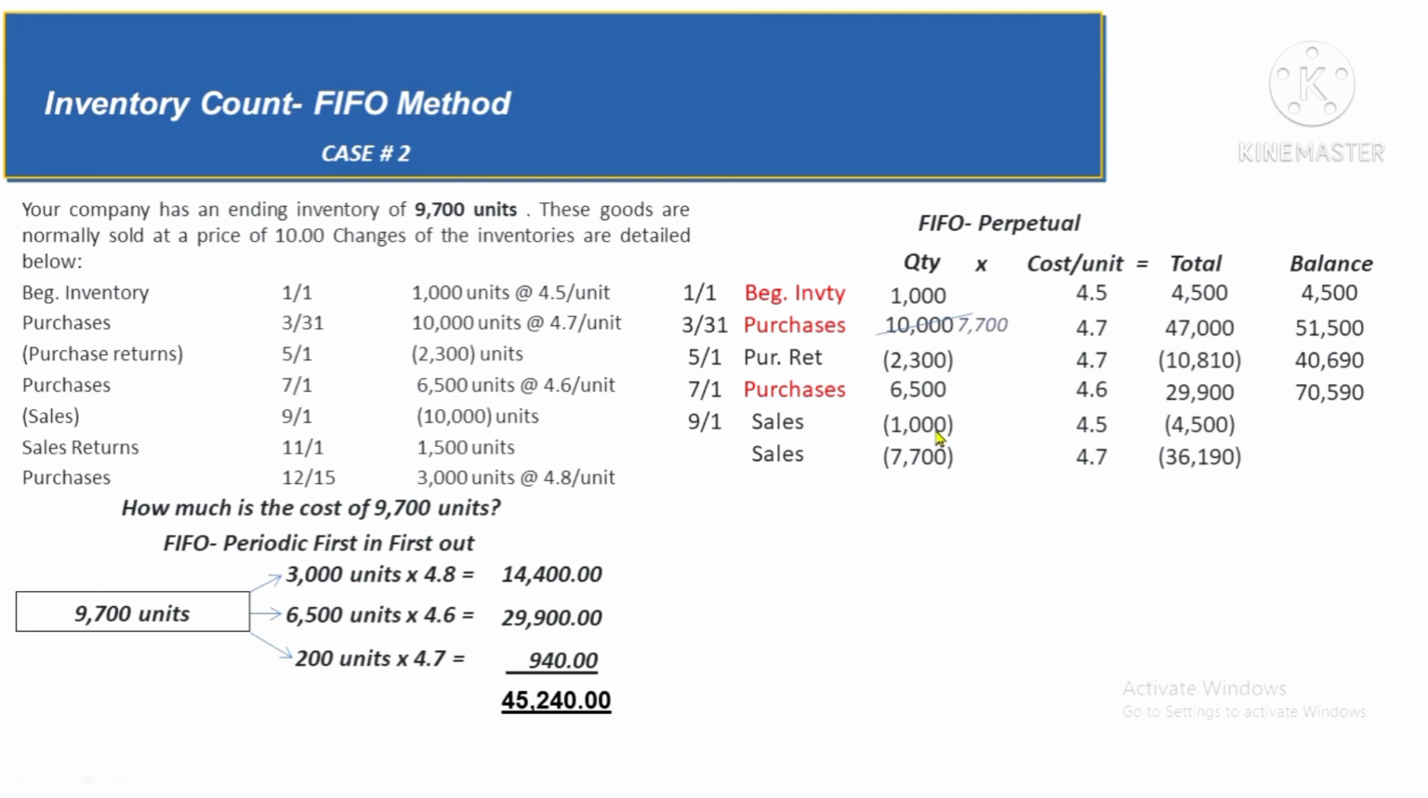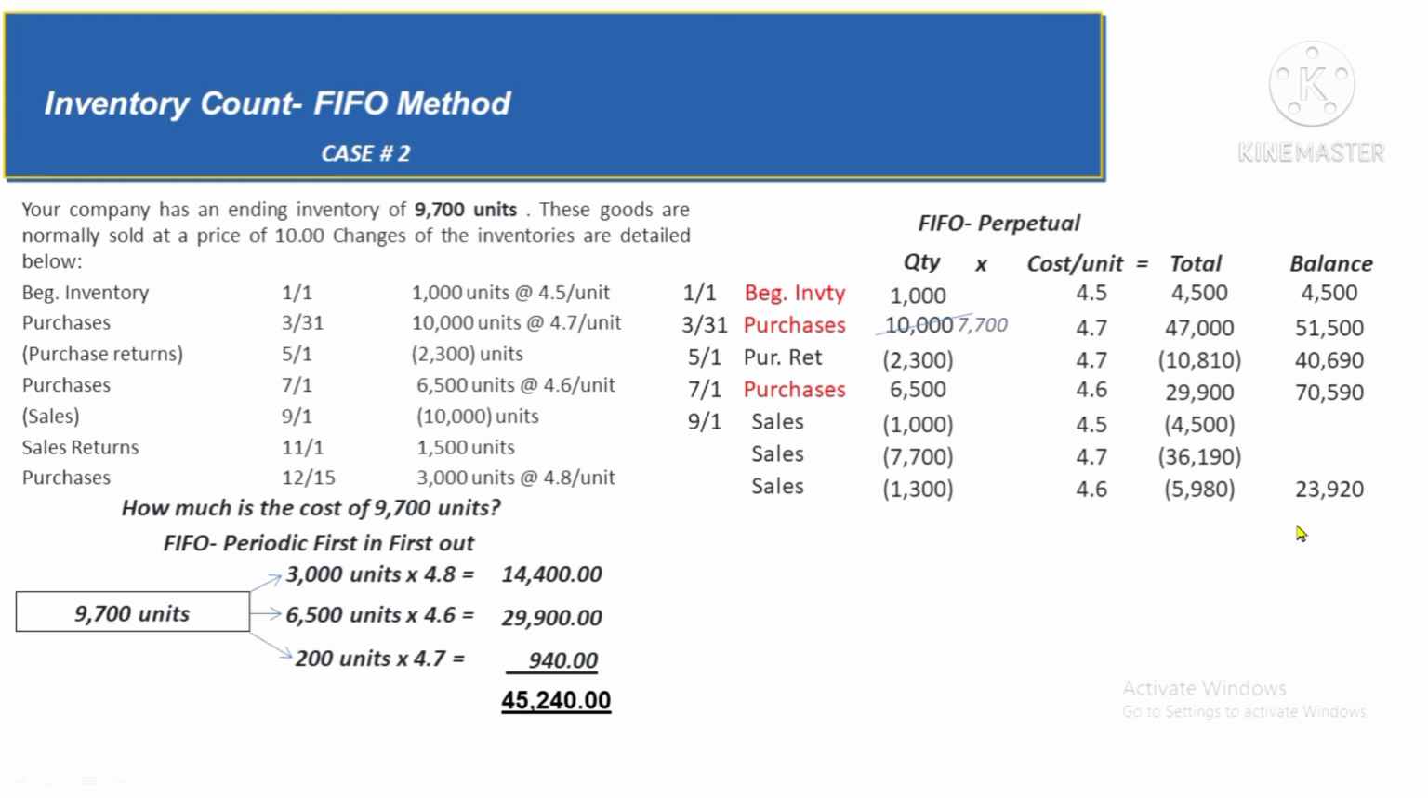So that's 1,000 units plus 7,700 units. So the remaining 1,300 should come from this group, which has a cost of 4.6. So let's put that right here. So we have 1,300 times 4.6, that's 5,980. Now, the cost of the 10,000 units sold is now complete. And since we are talking about sales, which clearly decreases the inventories of the company, then the total of this one for the 10,000 units should be deducted from the running balance of 70,590. And we will get 23,920.